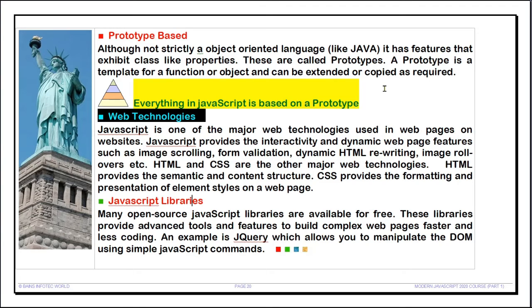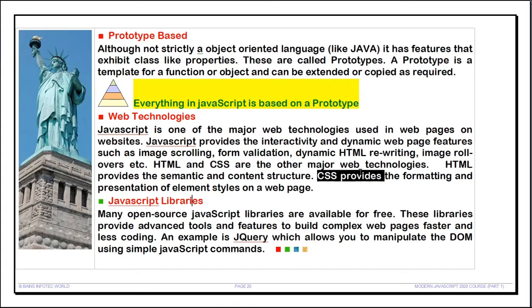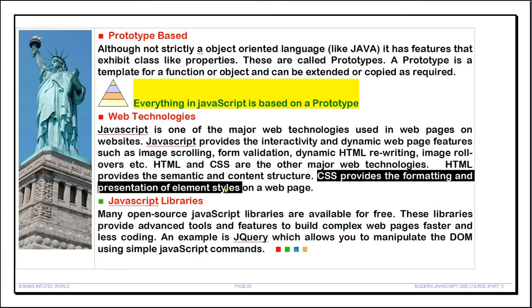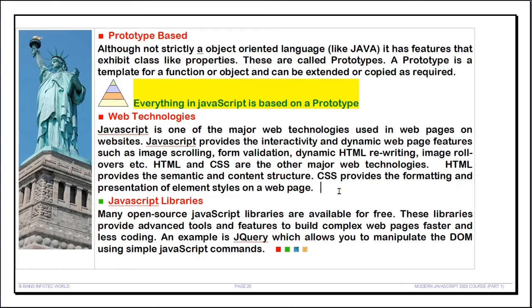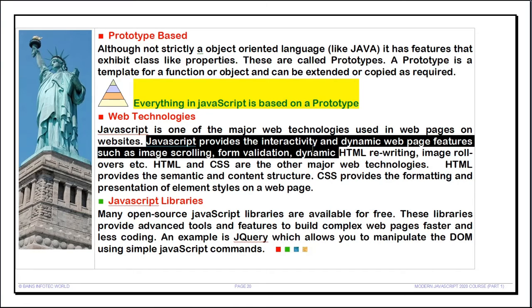HTML provides the semantic and content structure of your web page. CSS provides the formatting and presentation of element styles on a web page. And JavaScript provides the interactive and dynamic web features such as image scrolling, form validation, dynamic HTML rewriting, etc.